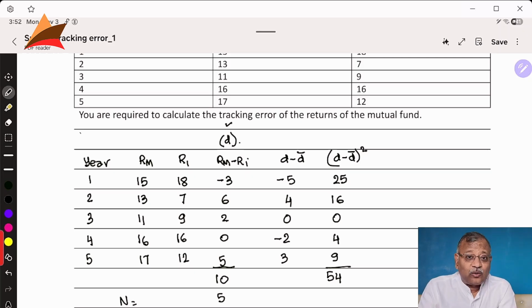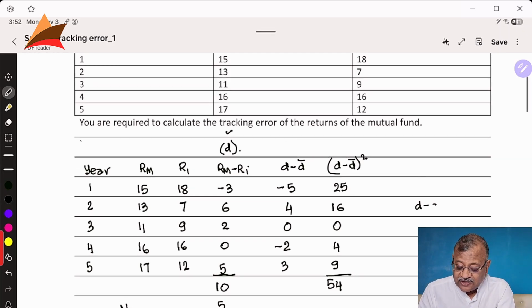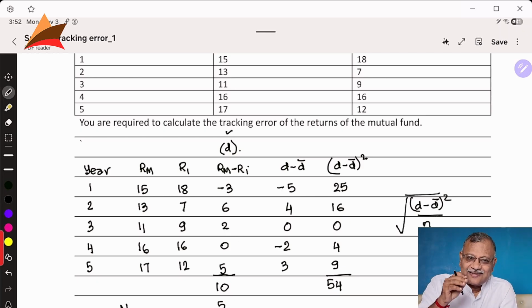Now, normally, how do we calculate standard deviation? We would have done D minus D bar whole square upon n and taken the square root of this. Well, in the case of finding out tracking error, we don't take the denominator as n, we take it as n minus 1. Now students, you might already be familiar with the concept that when you are finding the standard deviation of the population, you take the denominator as n, but while calculating the standard deviation of a sample, the denominator is taken as n minus 1. So while finding tracking error, we consider that the data given is of a sample and therefore the denominator is taken as n minus 1.